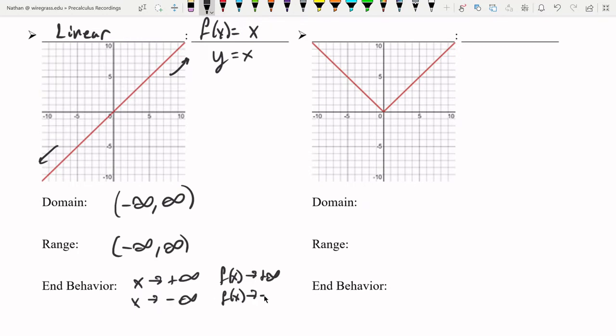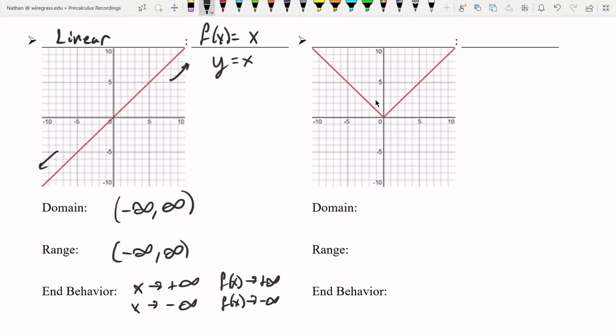x goes to negative infinity, f of x goes to negative infinity. Okay, the next parent function, this is the absolute value.